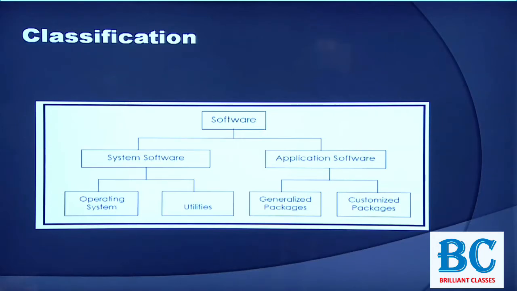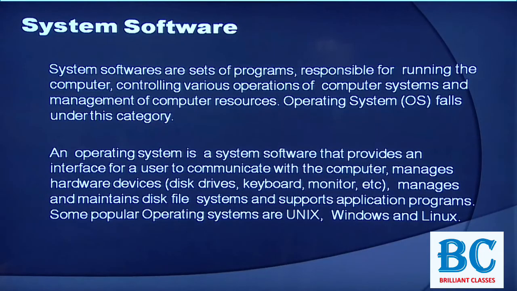System software is a set of programs responsible for running the computer, controlling various operations of computer systems and management of computer resources. Operating system falls under this category. An OS is a system software that provides an interface for a user to communicate with the computer, manages hardware devices like the disk drives, keyboard, monitor, whatever you saw right now, and it manages and maintains disk file systems and supports application programs. Some popular operating systems are Unix, Windows, Linux, etc.